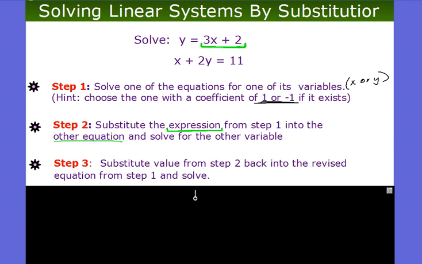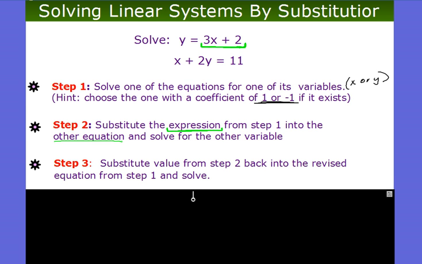After that, step three is we're going to substitute the value from step two. So after we substitute, we then solve. That means we're going to get x equals some number or y equals some number. We're going to take that number and substitute that value back into the equation from step one, and then solve that for the other variable. Once you do that, you have both your x and your y number, and that is your solution.